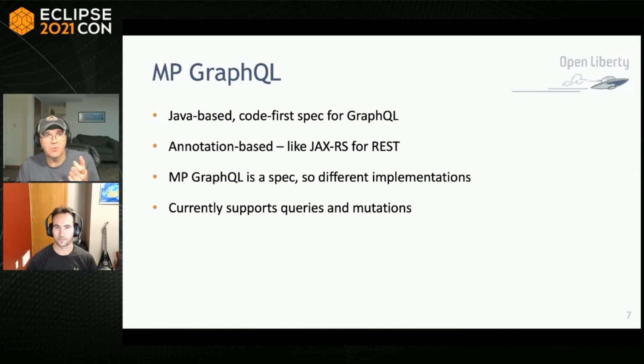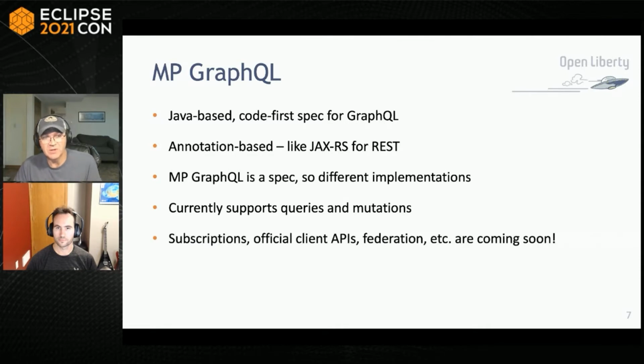Currently, the MicroProfile GraphQL specification supports queries and mutations. If you're familiar with GraphQL, you know that there's a few other things. There's also some cool stuff like subscriptions. There's some client APIs. There's federation. These are things that we've got planned. Some of it's under construction in the SmallRye community. So a lot of these things are coming soon.